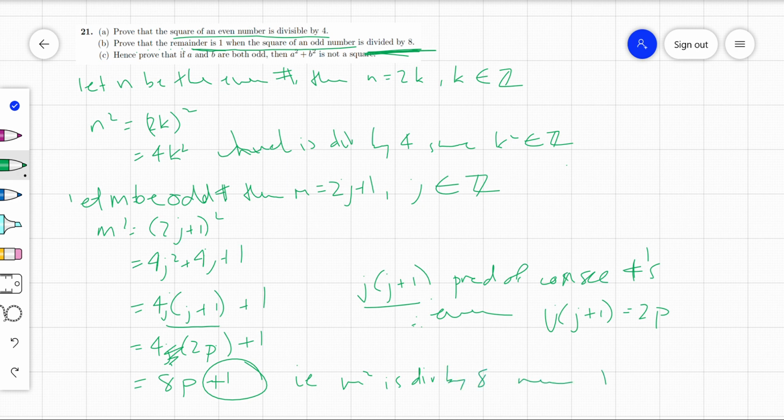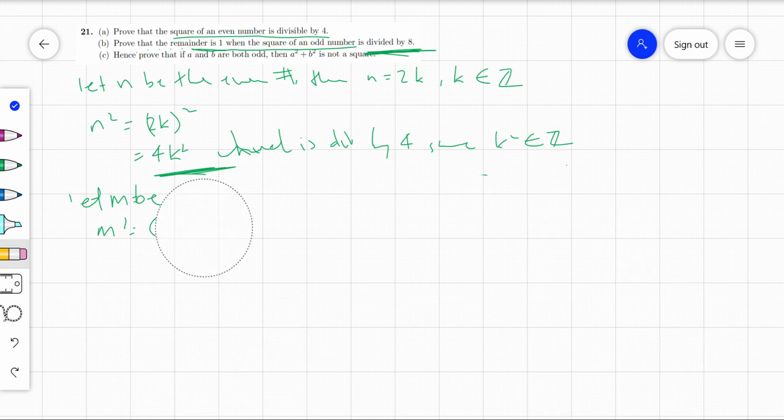Okay, so two things to note there. If our square number came from an even number squared, it is divisible by 4. If our square number came from an odd number that we squared, and we divide it by 8, we get a remainder of 1. Those two things happen.